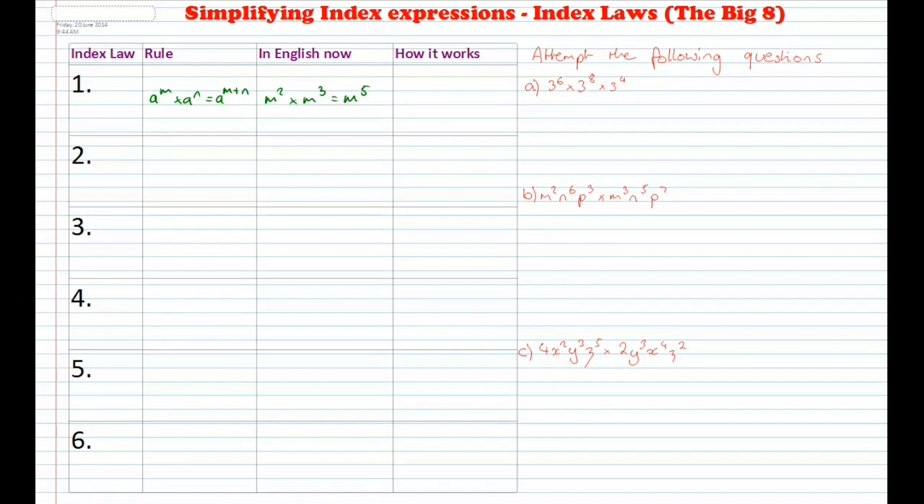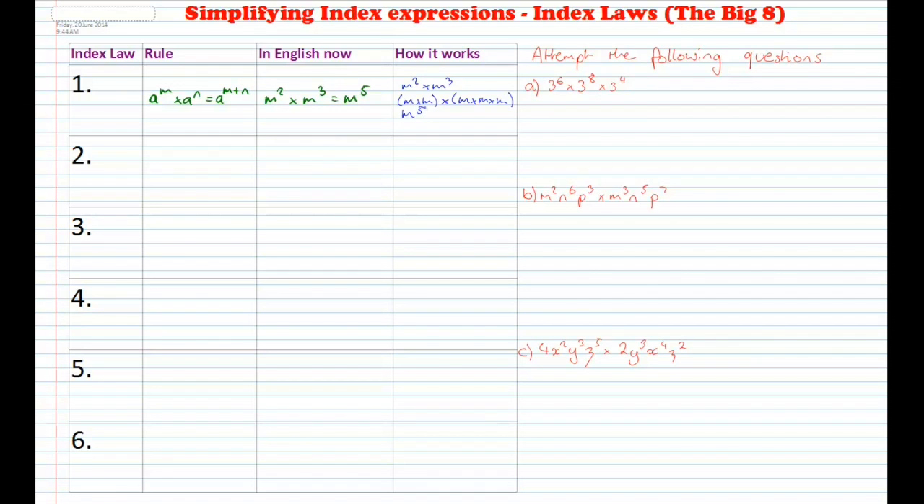Now if you're like me and want to know how this works, well if you've got m squared times m to the power of 3, that's going to be the same as saying m times m, because that's m squared, times m times m times m, because that's m cubed. And when you go m times m times m times m times m, well how many have you got? Well you've got m to the power of 5, and that there is how that works.